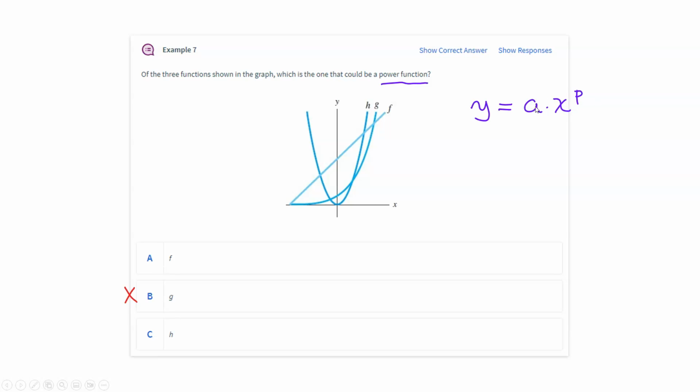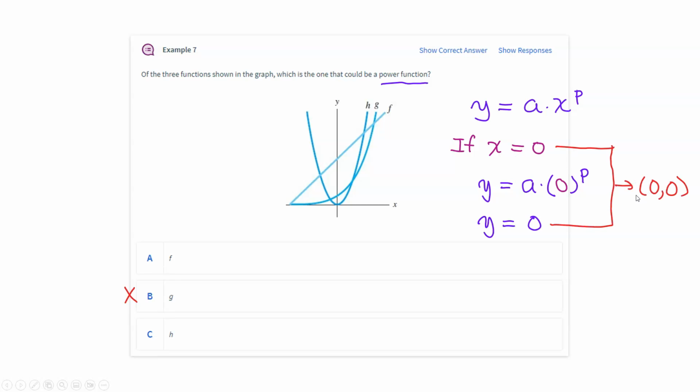but a power function doesn't have anything else occurring other than this constant being multiplied to a power of x. So if x were to equal 0 for a power function, you would have 0 raised to this exponent, and since this is usually a positive integer exponent, you're just going to end up with 0. And 0 times a, of course, is 0. So for a power function, when x equals 0, y equals 0, so the graph should pass through (0, 0).